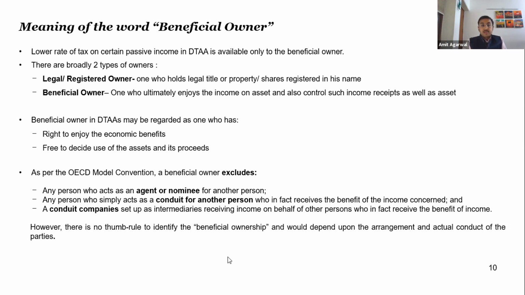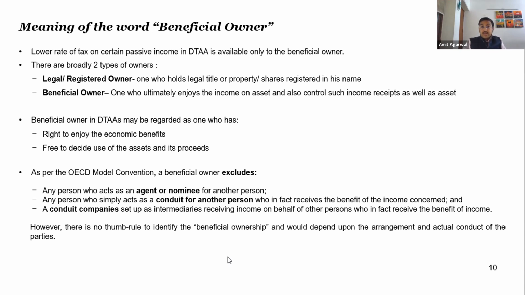He's not bound by anything else to pass on this income to somebody else. He can enjoy that income in his own absolute right. So if I have to summarize, typically from DTA, the beneficial owner is somebody who has a right to enjoy the economic benefits and is free to decide the use of assets and proceeds. If these two conditions are not met, typically one has to find out who is actually the beneficial owner, and whenever applying a treaty, you have to identify that.